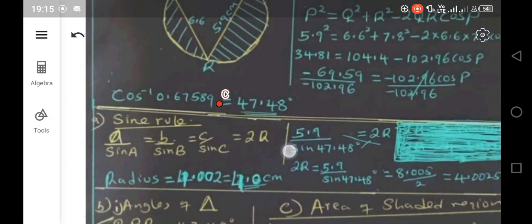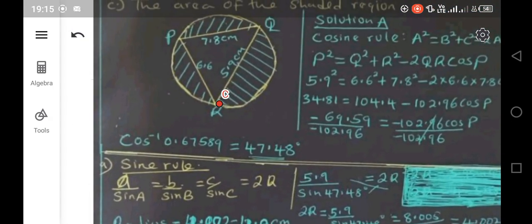Now we have gotten this particular angle. So by now you have two angles, this one and this one. We don't have the other angle here, and angles in a triangle add up to 180 degrees. So 180 degrees minus the summation of this angle and this angle, so that we can get this angle, which is called PQR.